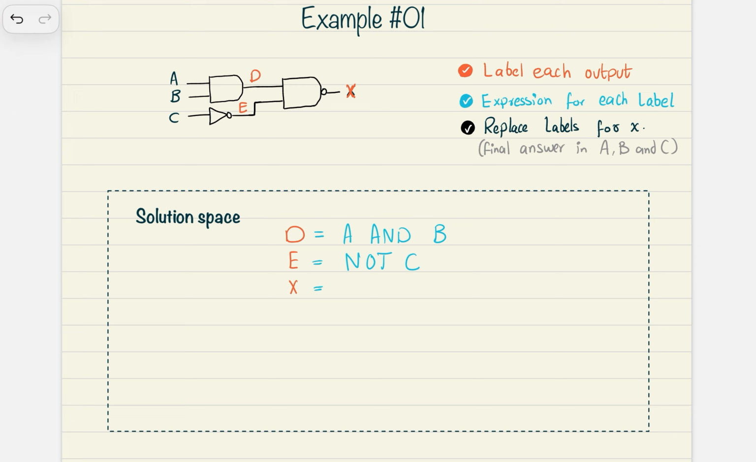Now the last one is this one. What gate is this? It looks like an AND gate, but then there is a dot in the front, which means it is a NAND gate. So this is a NAND gate. Now we will look at the two inputs that are going into this gate. What were these inputs? It is D and it is E. So we're going to copy those inputs over here, D NAND E.